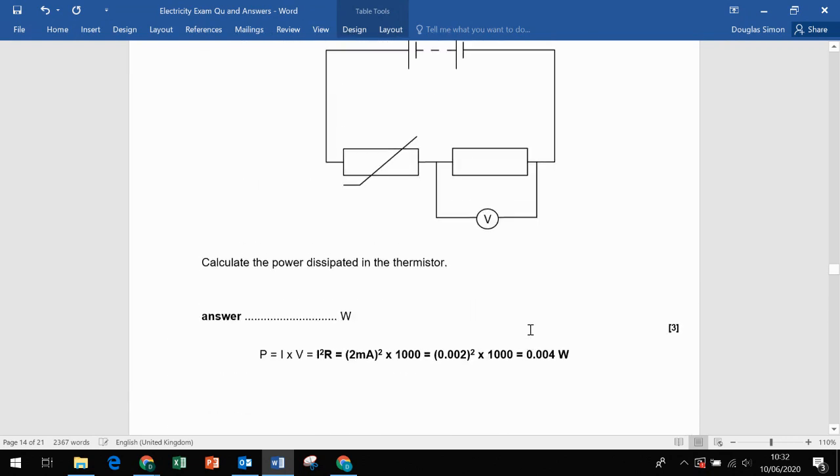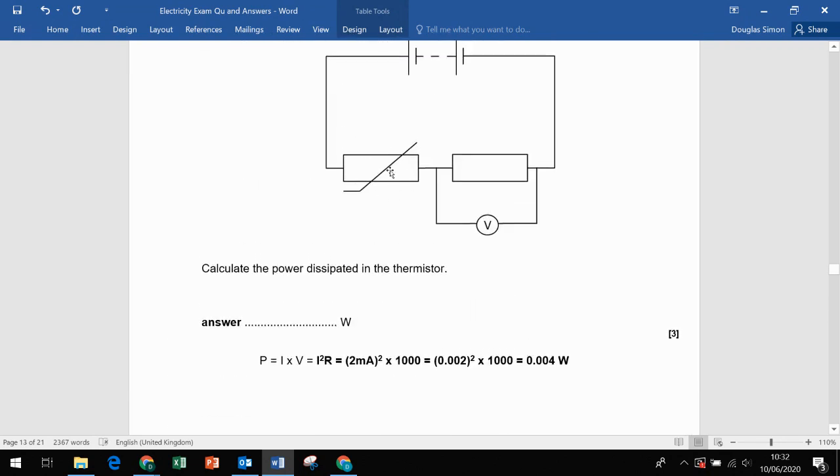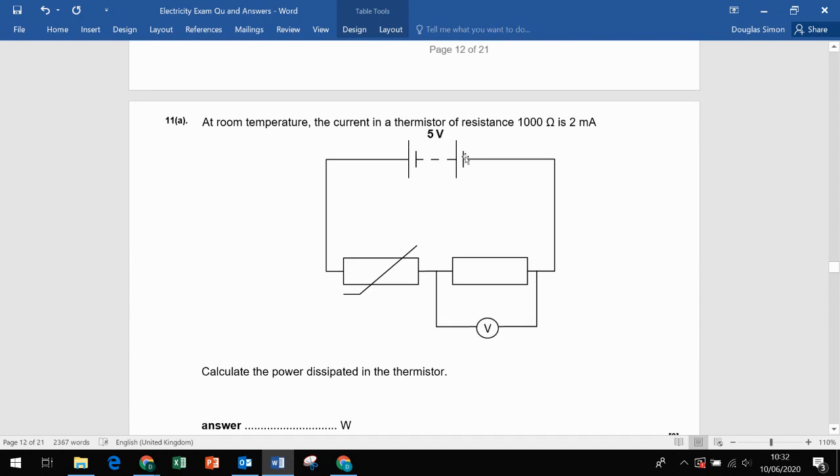All right, let's just quickly explain why. If this potential difference is going up, right, we've got 5 in total and this is going up, what must happen? This must go down.